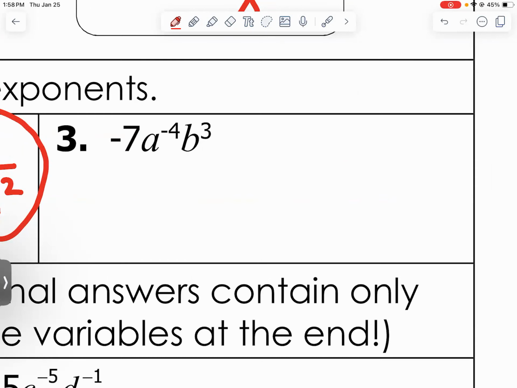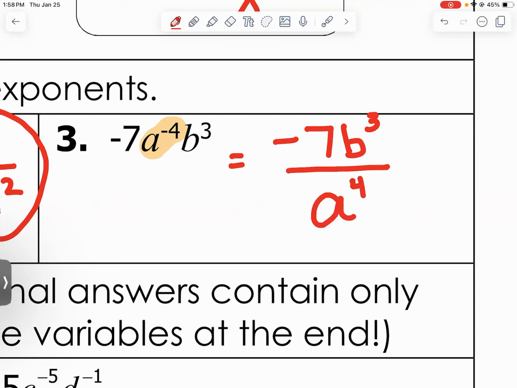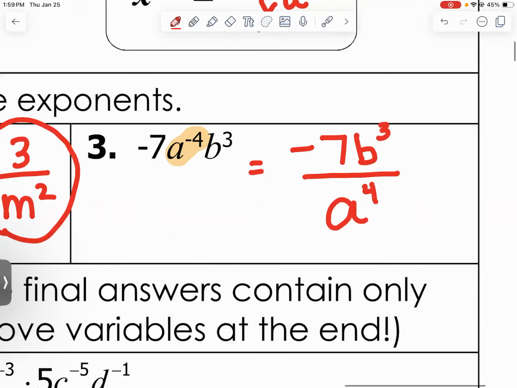Okay, how many negative exponents do we have? We only have 1. This is the only thing with the negative exponent. So negative 7 and b to the third stay, and then we're going to move a to the fourth to the denominator. Do you see how that works? Oh my gosh. I still don't get it.